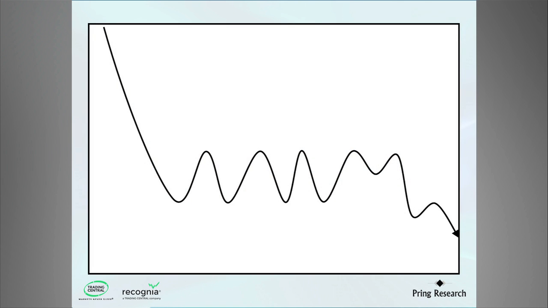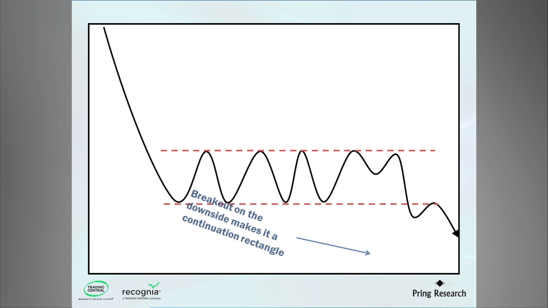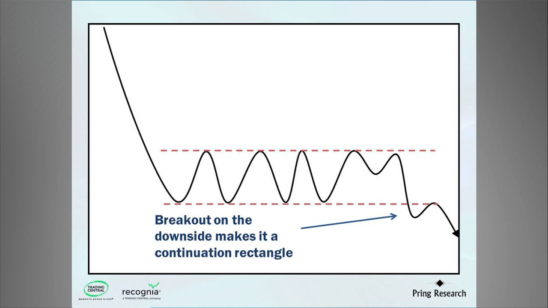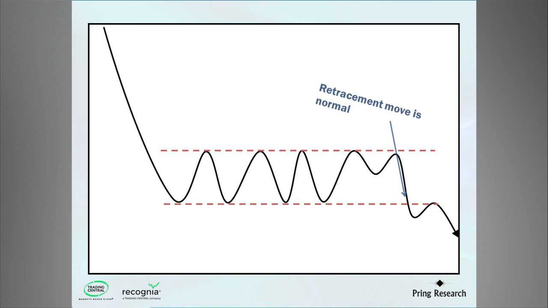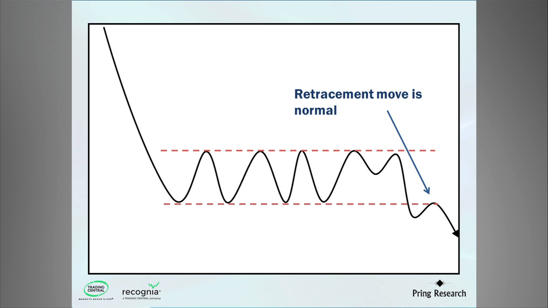A continuation or consolidation rectangle in a downtrend is shown in this chart. Note that a rally develops after the breakout. This is known as a retracement move and is a normal type of phenomenon. Since the lower area of the rectangle was support before the break, it now reverses its role to resistance and is a natural place to expect the rally to halt. If it doesn't, then we're faced with a problem, and I'll get to that later.